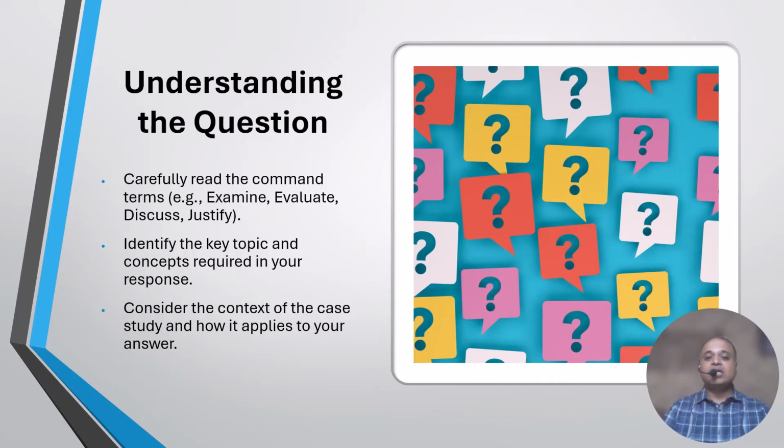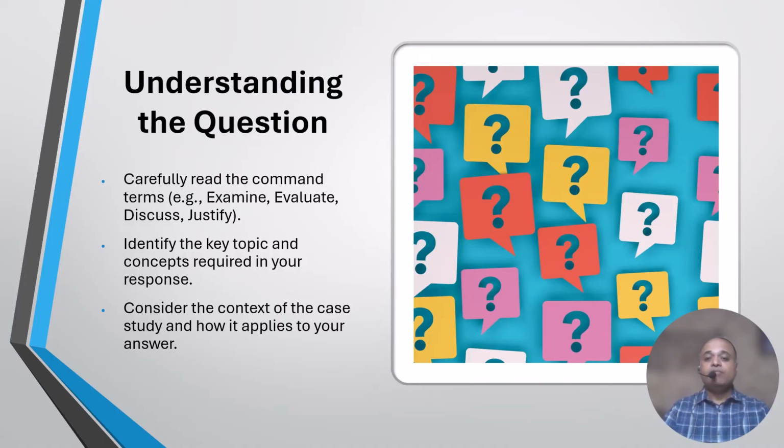Before you even start writing your answer, the most important step is to understand the question fully. Many students lose marks simply because they misinterpret what the examiner is asking or what exactly is the expectation of the question asked. Let's break it down into three simple steps. First, focus on the command terms. IB Business Management uses specific words like examine, evaluate, discuss, and justify. Each of these requires a different approach.